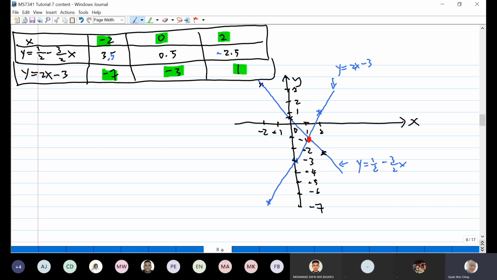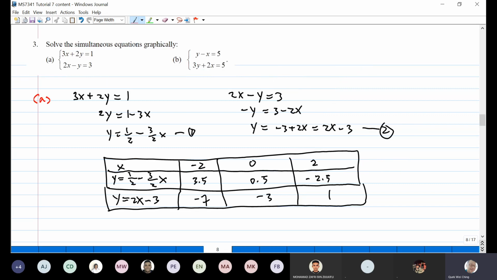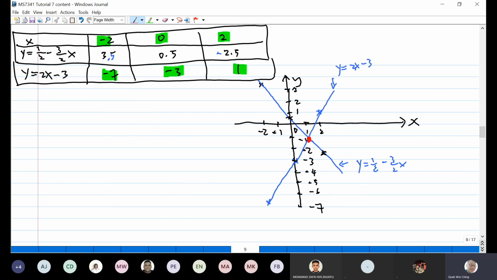So this is actually the answer here, the intersection, because the question asks you for the intersection, right? Solve. What's the meaning of solve? The meaning is to try to find the common point. Okay, solve means find the common point, right? Meaning find the intersection. So the intersection for these two straight lines, you can see from there.